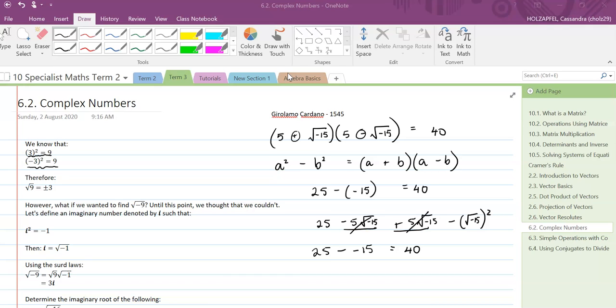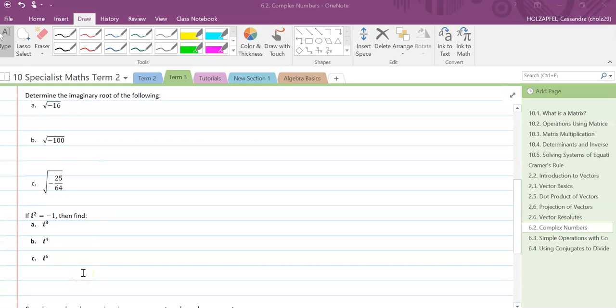So let's go ahead and do some practice examples about how we use this number. Okay, so we're going to go through and determine the imaginary root of the following, and we're going to use our surd laws to do that. So when I have the square root of negative 16, that's the same as writing the square root of 16 times the square root of negative 1. Now we've defined this as our value i. So the square root of 16 is going to be equal to 4, and the square root of negative 1 is i. So this is now an imaginary number or an imaginary value, but it's something that we can actually use. Let's do another example.